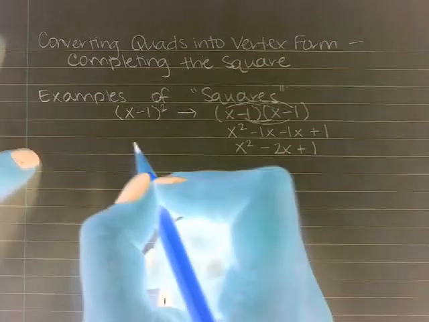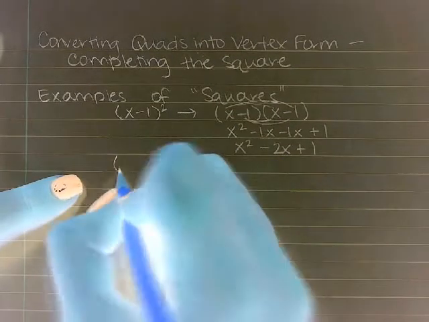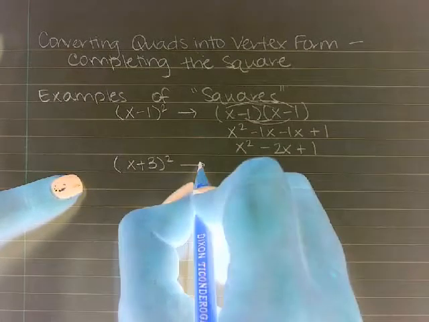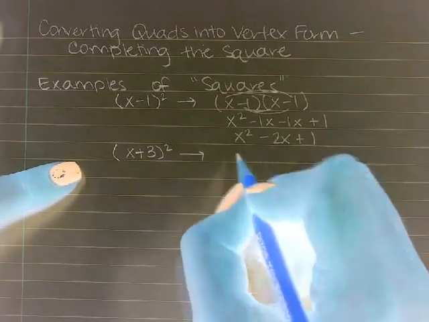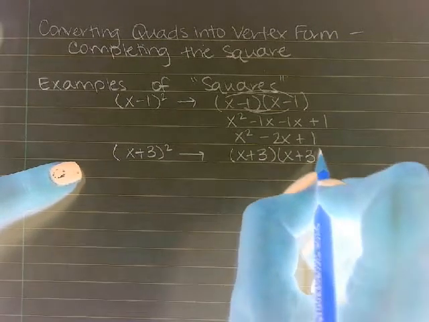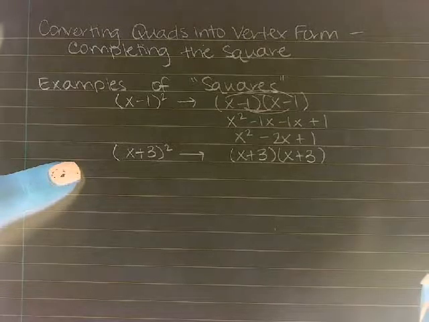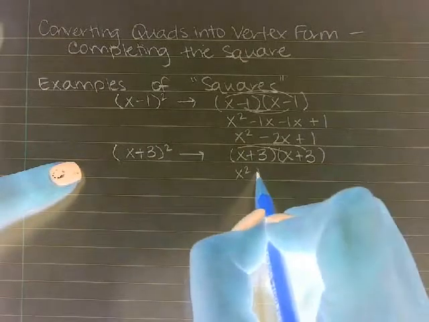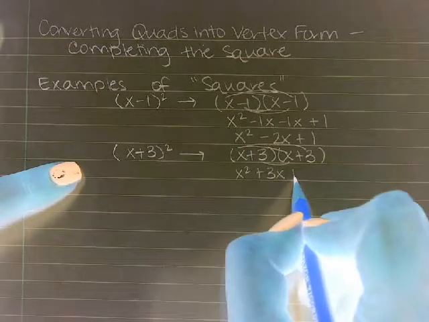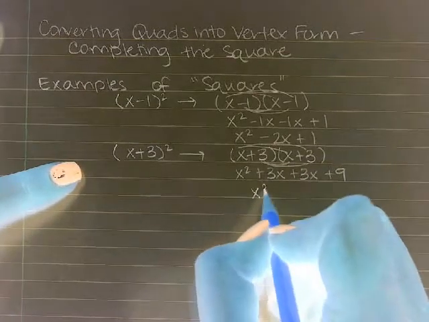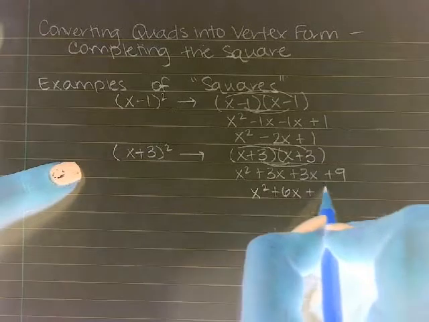Man. All right. So here's another example of a square. X plus 3 squared, and what is that actually? X plus 3 times x plus 3. And if we multiply that out, okay.